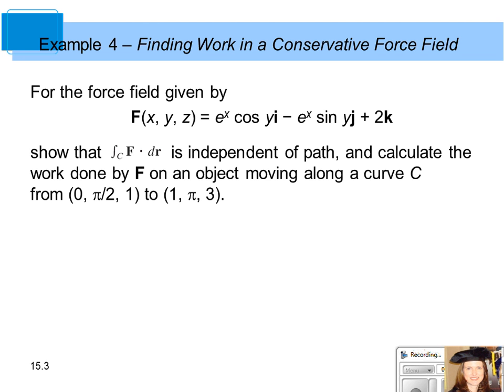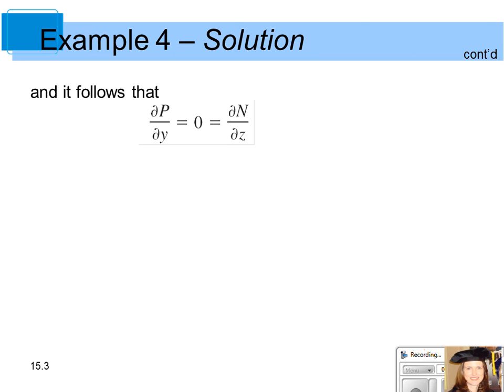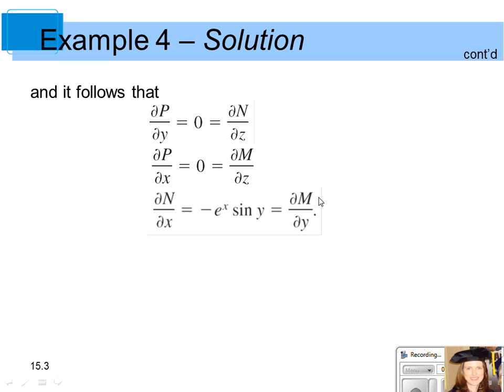And to check if a vector field in space is conservative, you can calculate the curl. Find those partial derivatives. If the curl is equal to 0, then we can say the vector field is conservative. Here we have identified the components of the vector field in space using M, N, and P. And the partial of P with respect to y equals the partial of N with respect to z. The partial of P with respect to x equals the partial of M with respect to z. And the partial of N with respect to x is equal to the partial of M with respect to y. So the curl is equal to 0, and we can say that the vector field is conservative.